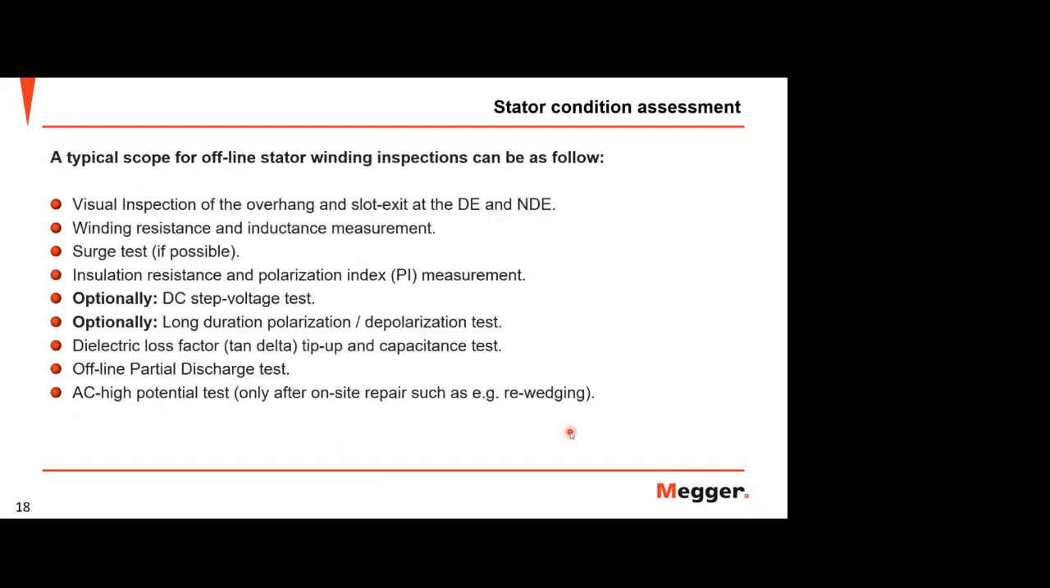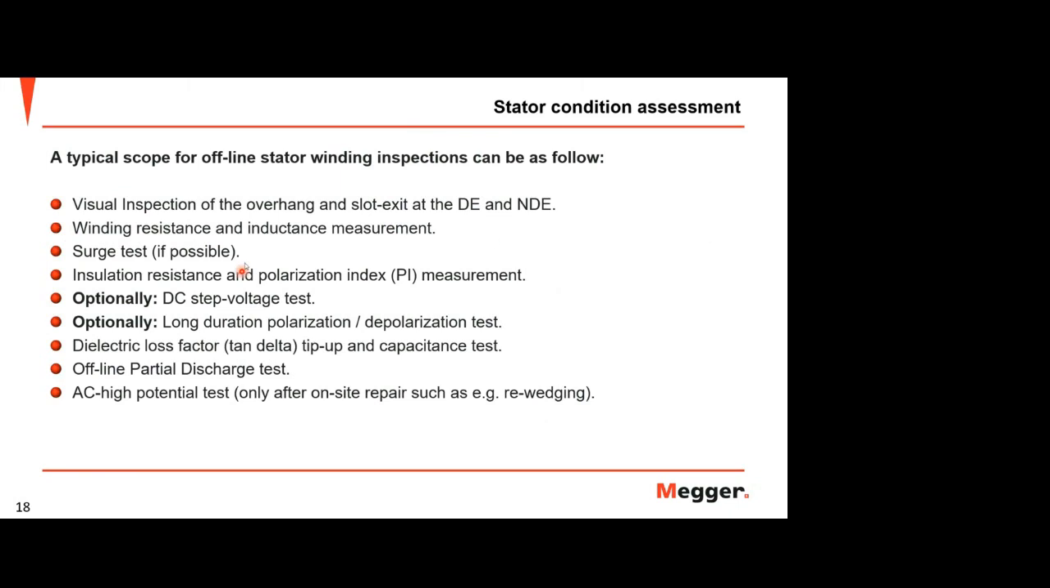Okay, and these are some tests usually done on the rotating machine. The visual inspection of the overhang and slot exit is very important, because you can see the visual of failure. Winding resistance and inductance measurement as the low voltage testing. With this information, you also can analyze the problem on the insulation and also connection issues.